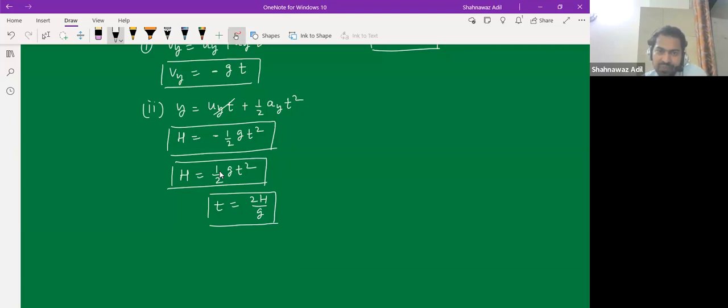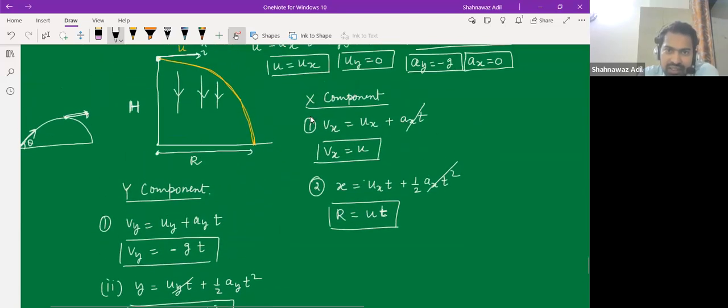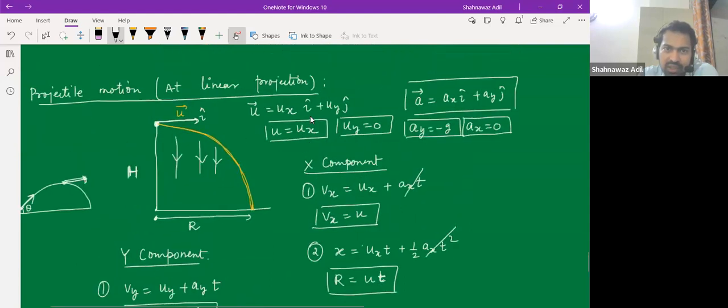Yes, sir. Clear. Okay, so please note down this part. This is the linear projection. Please note down from here.